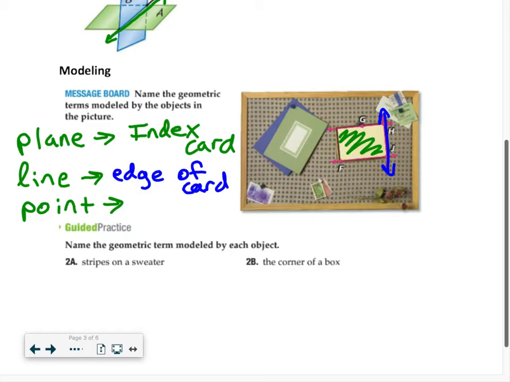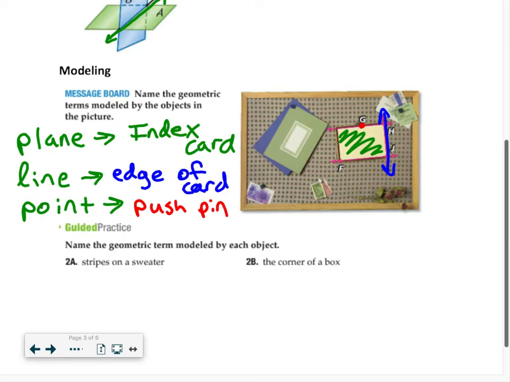And then lastly, what's a good representation of a point? Well, this is stuck into the bulletin board with a pin, and so maybe that push pin or that thumbtack, we could say that's a pretty good representation of a point, kind of just a location. There's not any depth or width to the point of that tack.